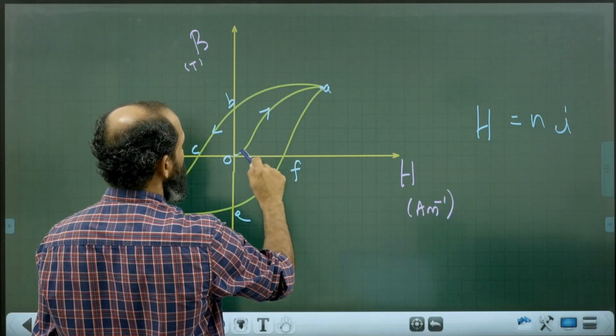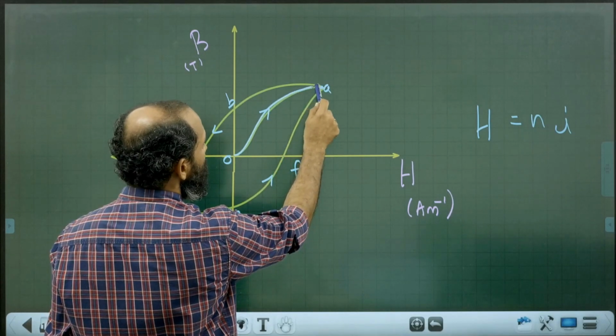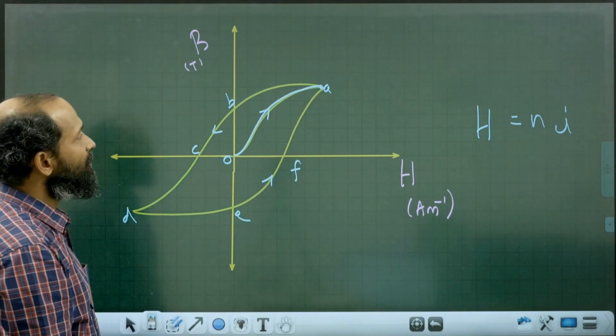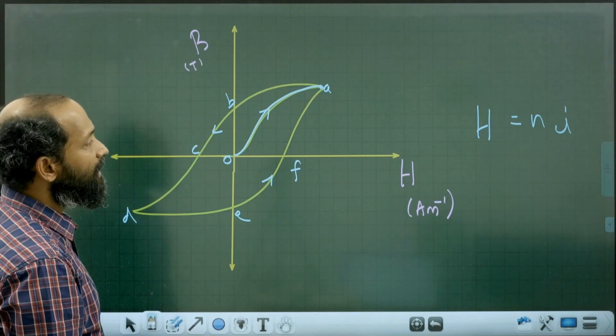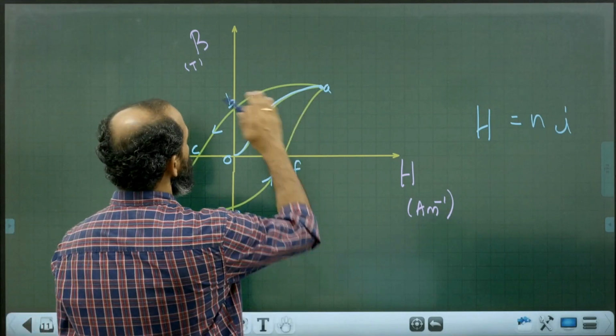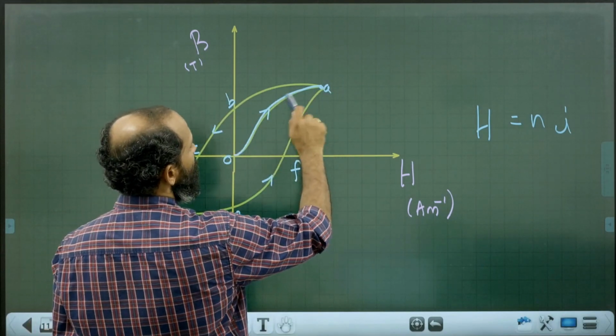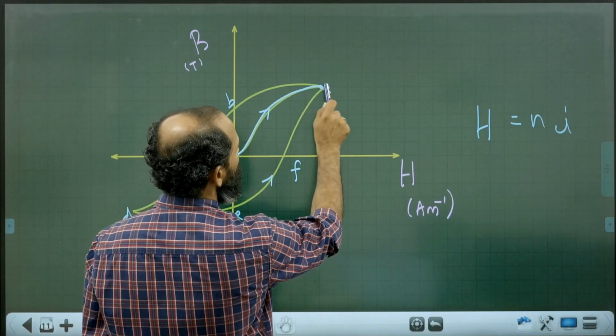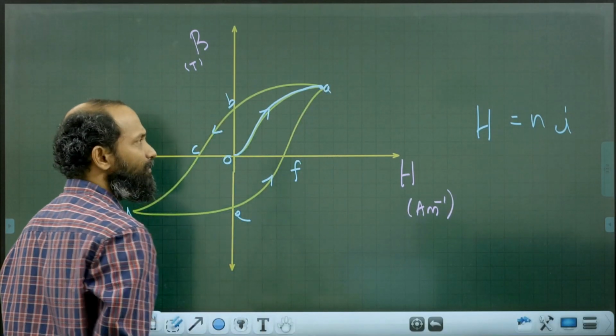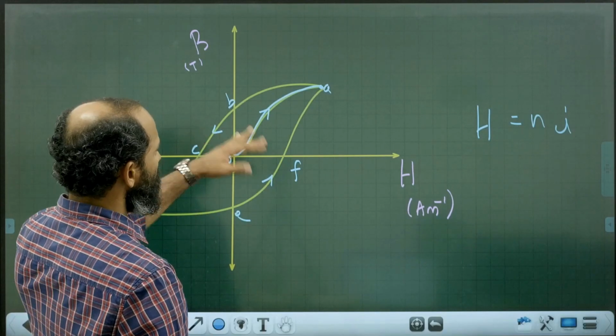Quickly, but later on, when H increases, B does not increase considerably, but B is not saturated. That's why it will not go parallel. It will slightly go steeper, but the steepness will be less.